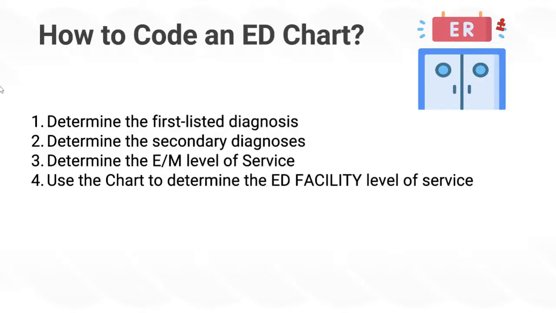Now, next time we're going to code an ED chart. Now, you got some other things to do. You have to code everything. You're going to have to code your first listed diagnosis. You're going to determine your secondary diagnoses. You're going to determine your E&M level of service because you're going to need it when you use your acuity chart. So you're going to do 1, 2, 3, 4, and we're going to pick it up next time.